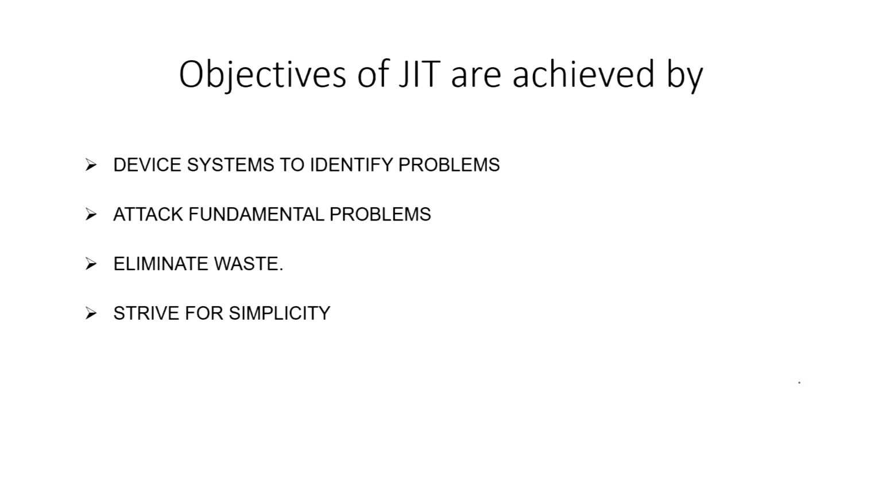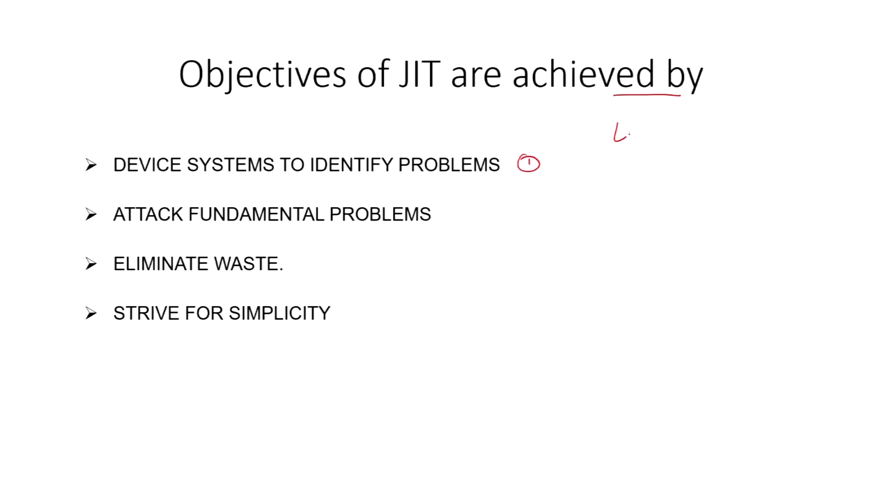So, what are the objectives of JIT, and how are they achieved by what we should do? Number 1, as I said, devise a system to identify the problem, not a system to hide the problem. Most of the time we develop a system to hide the problem. Rather than hiding the problem, we should have a system to expose the problem. For that, a very good concept has been developed, which is called line stop authority.